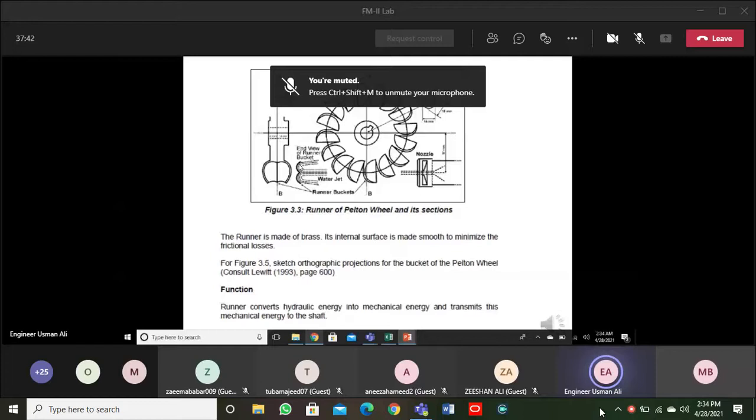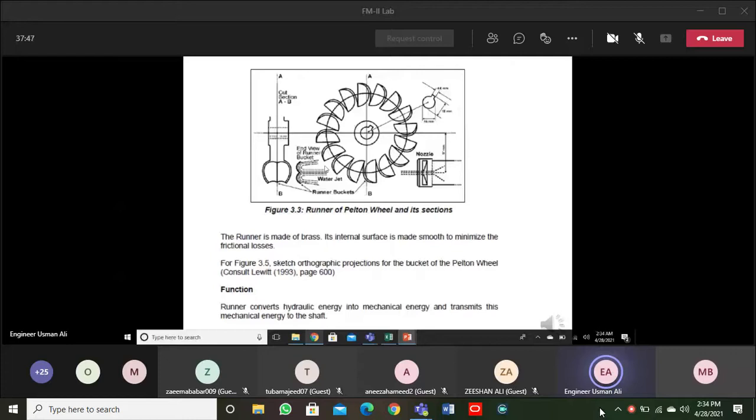It has a lower part and an upper part. You can see the upper part is bolted to the lower part. Inside the casing we have the runner, the buckets, the nozzle, etc. Now this casing is not an airtight casing.